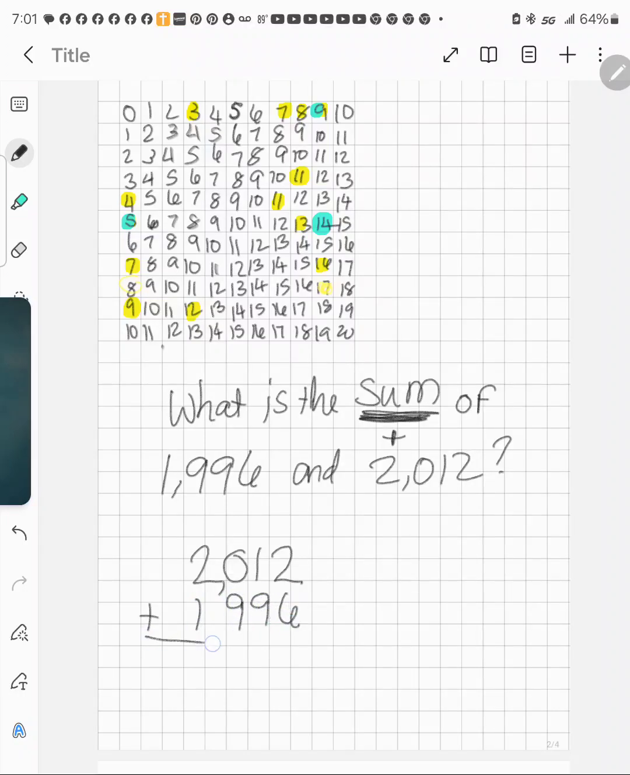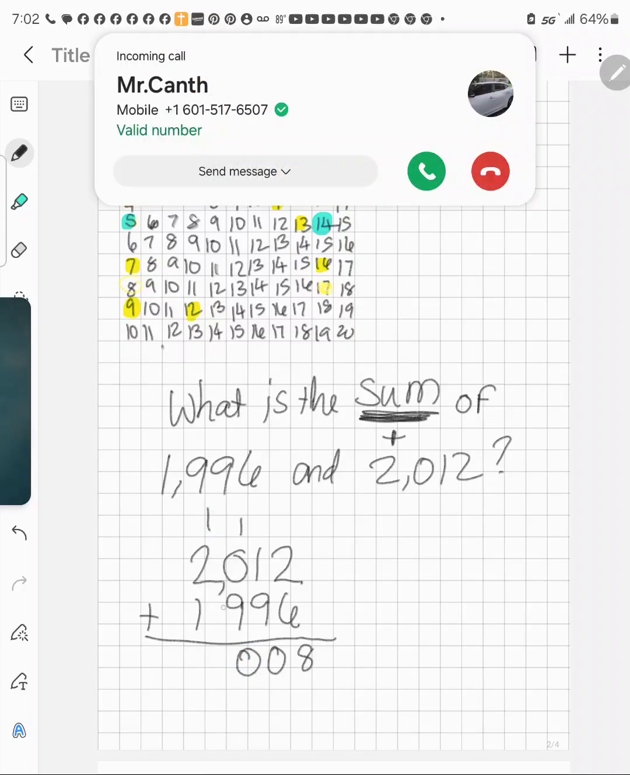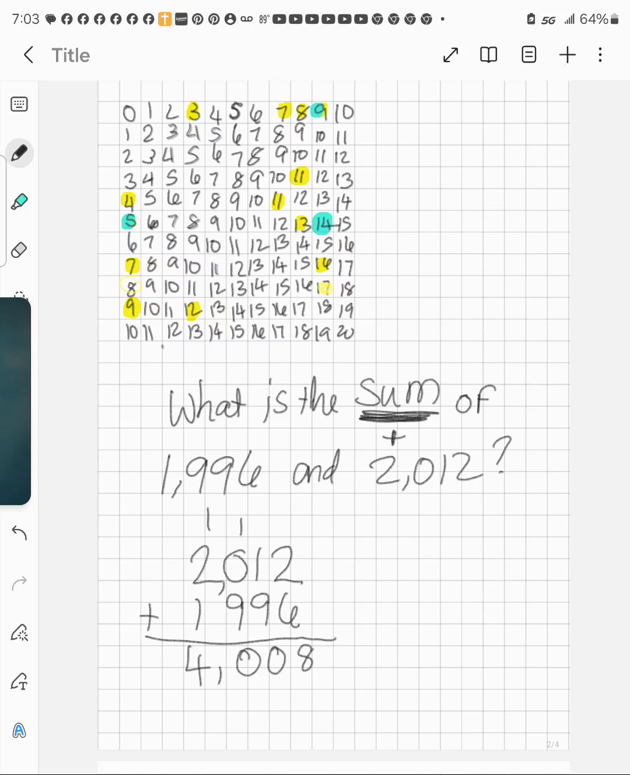And I stack it based off its place. I stack each 1 to the 1, each 10 to the 10, each 100 to the 100, and each 1,000 to the 1,000. I just add 2 plus 6 is 8. 9 plus 1 is 10. Carry the 1. And so 0 plus 9 is obviously 9, but you had that 1 there. So that's going to be another 10. Carry the 1. And that's going to be a 4. And as we can see, it is 4,008.